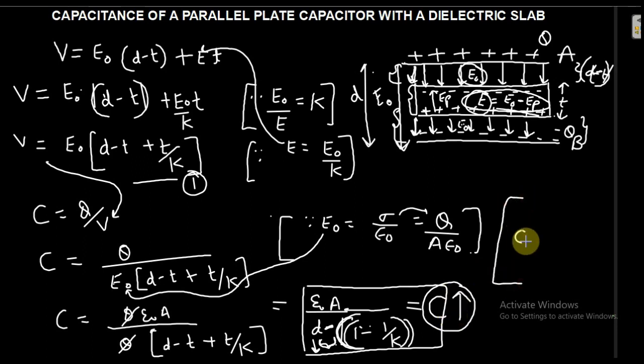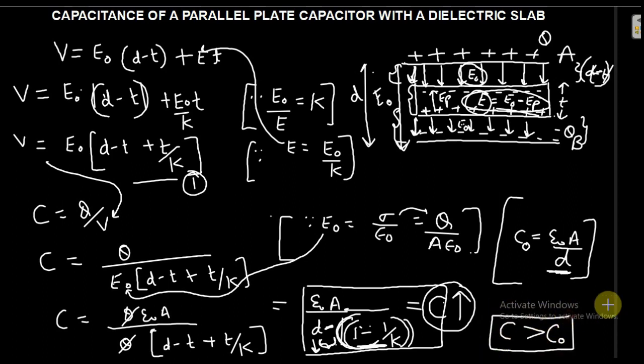You can even compare this one with this. This is the capacity of a parallel plate capacitor when there is no dielectric slab or no medium in between. In this case there is no term which is going to subtract, but here this term is subtracting from this. So overall the denominator will decrease. If the denominator decreases, this C will increase. That's why we can say C is greater than C naught.